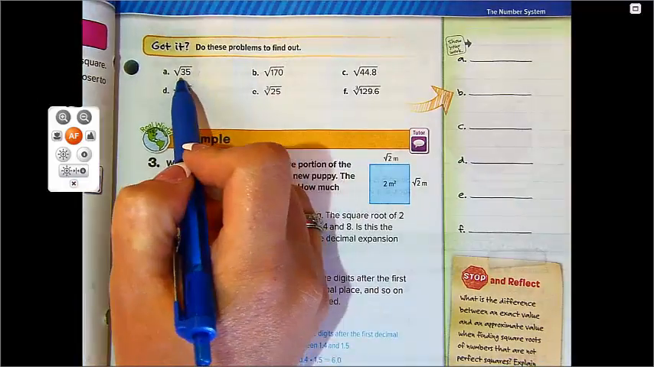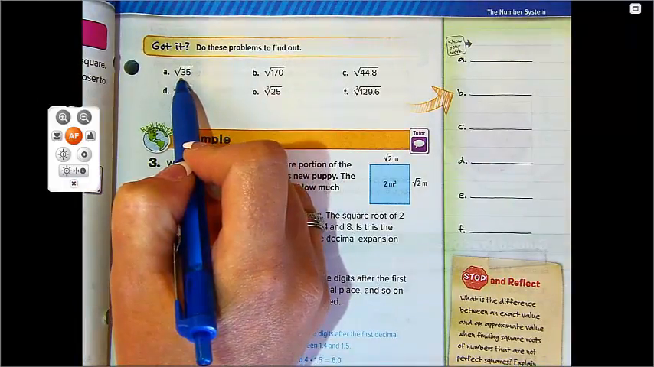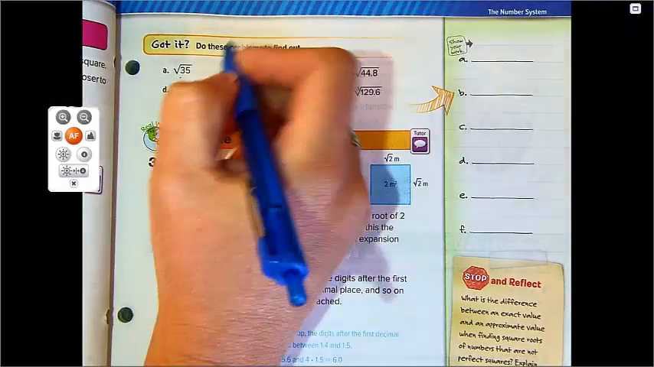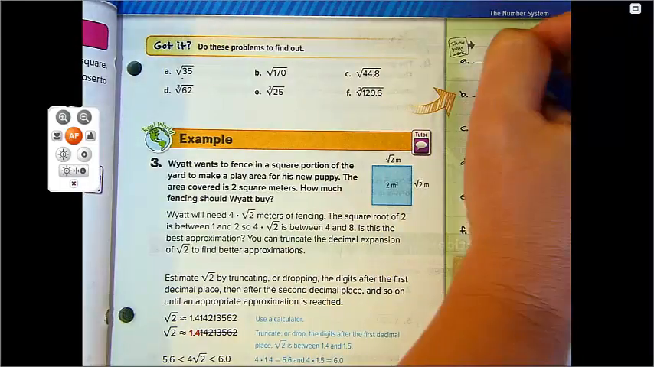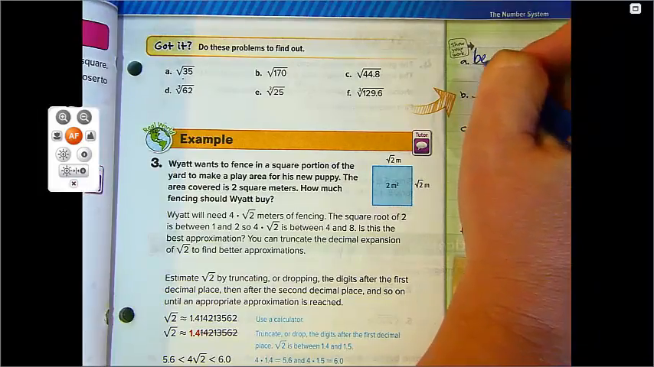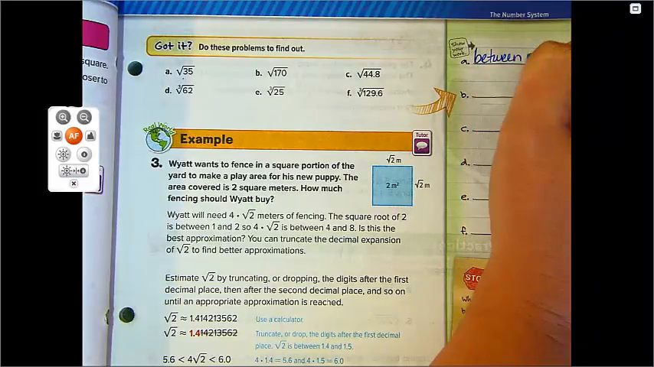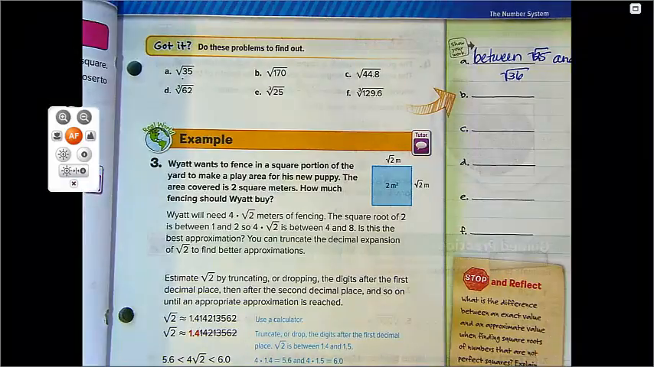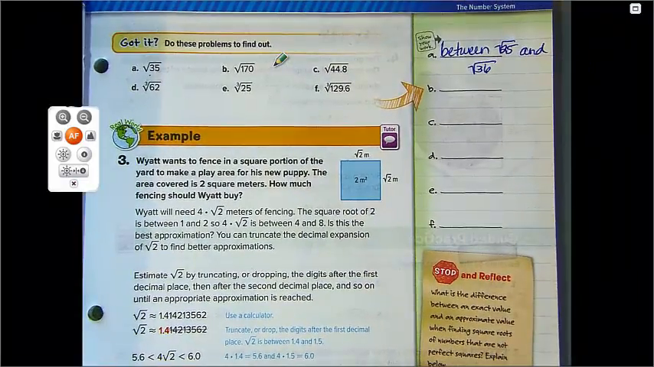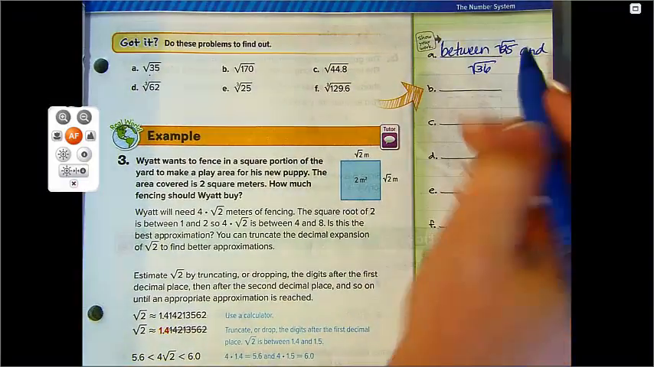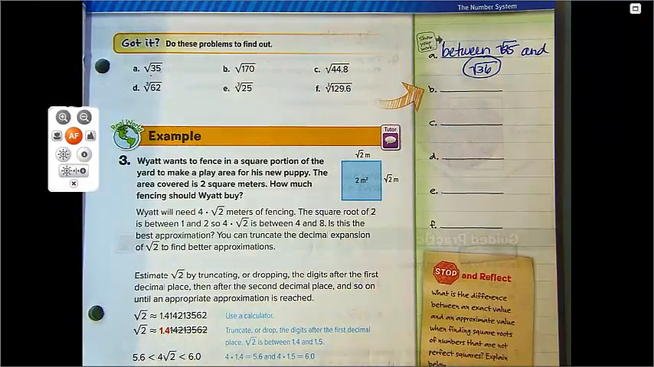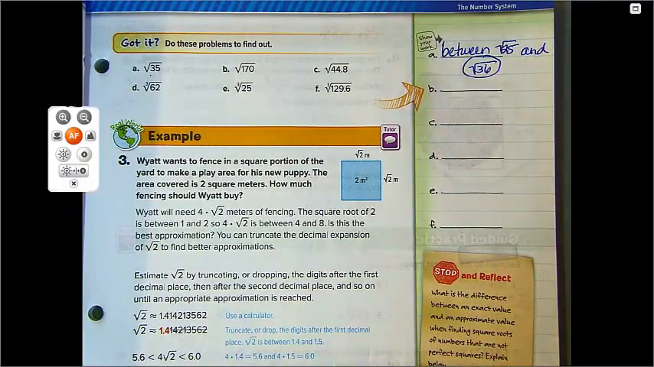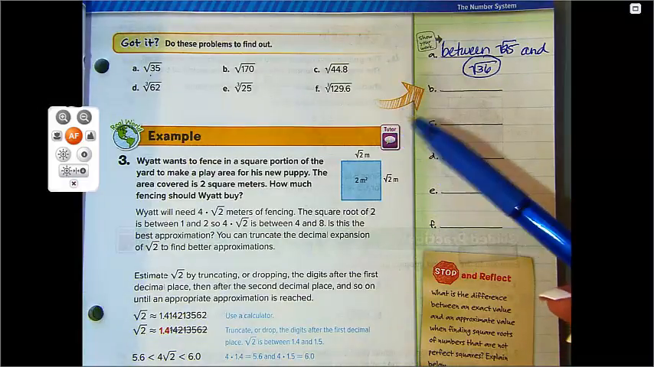So on this one, the radical 35, if I look at my perfect squares list, I know that the radical 35 is between, so I'm going to write between radical 25 and radical 36, because those are the two perfect squares that radical 35 comes between. And then go ahead and circle radical 35 because that's the one it's closest to. Make sense? Go ahead and try out the rest of these and see what you come up with.